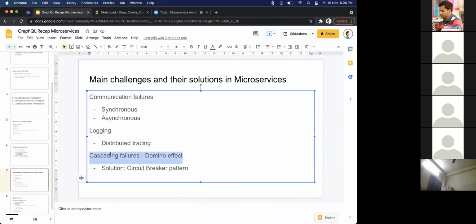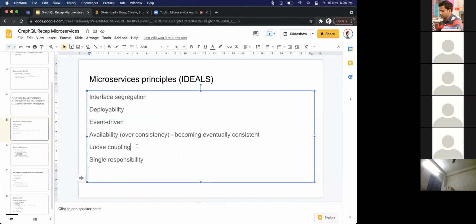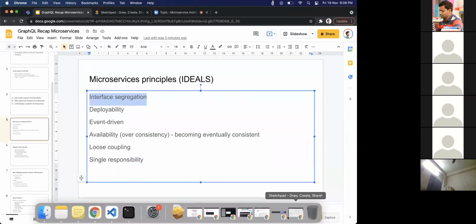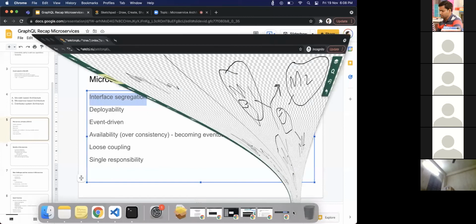One service should not kill all the services and bring the system down. That should not happen. Okay, that is one thing. And single responsibility is very much related to the first point only. One thing should be responsible for one thing only.